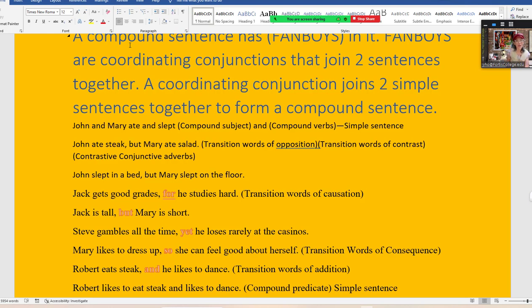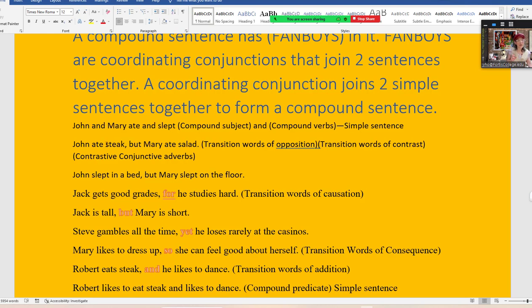But if I say John and Mary, is that two sentences? Is John and Mary two complete sentences? No. John and Mary are two subjects. So therefore, John and Mary is a compound subject, which simply means two subjects. Ate and slept simply means two verbs. So John and Mary ate and slept, it's still a simple sentence. Okay, so that you've got to watch out for.